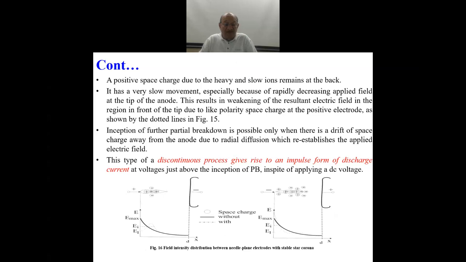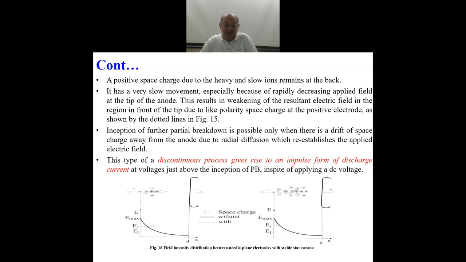A positive space charge due to the heavy and slow ions remains at the back. It has a very slow movement, especially because of the rapidly decreasing applied field at the tip of the electrode. As you can see, at the tip of the electrode, because of the sharpness of the electrode, the field intensity is rapidly decreasing in the depth of the dielectric. This results in weakening of the resultant electric field in the region in front of the tip due to like polarity space charge, at the positive electrode, as shown by this figure.